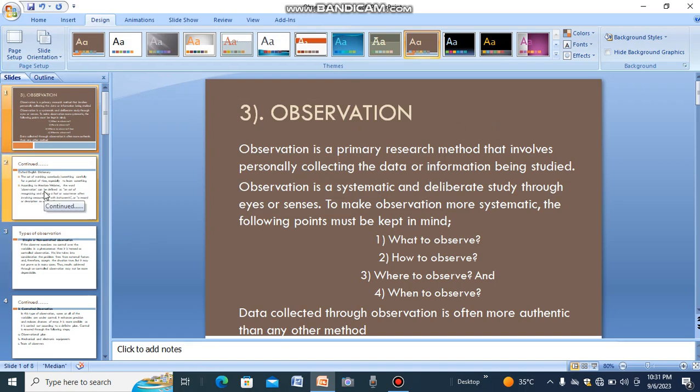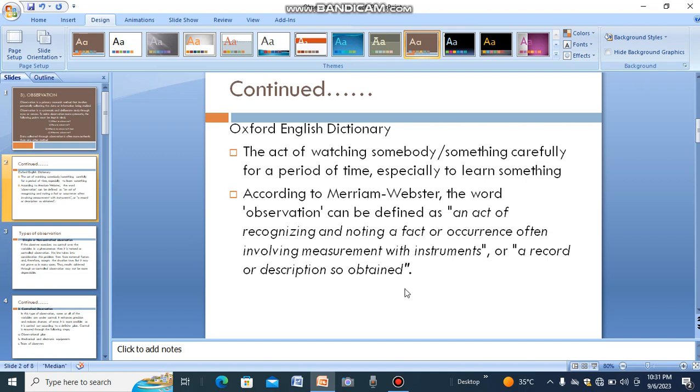Now, the observation, according to the Oxford Dictionary and the Webster Dictionary, is the act of watching something or somebody carefully for a period of time, especially to learn something. And according to the Webster, the word observation can be defined as an act of recognizing and noting a fact or occurrence, often involving measurement with instruments or a record or description so obtained.